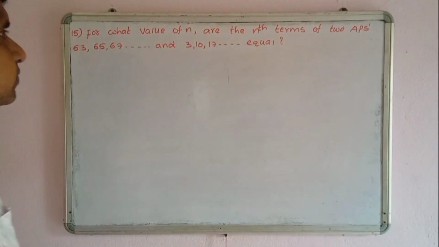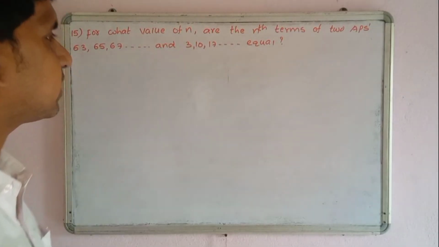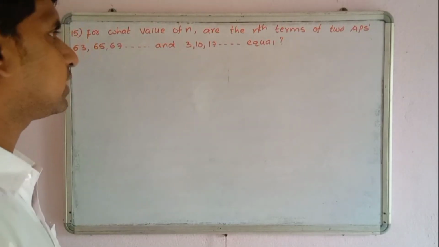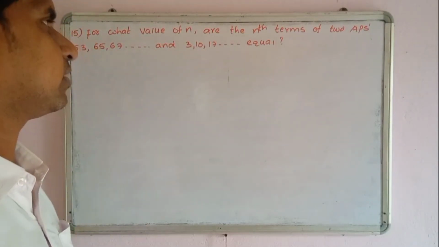Problem 15. For what value of n are the nth terms of two APs 63, 65, 67 and 3, 10, 17 equal?